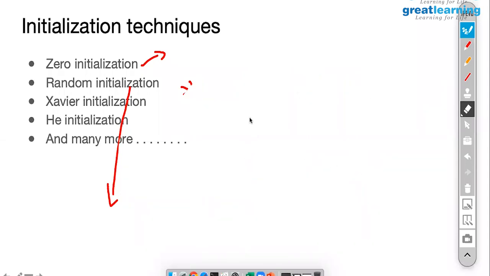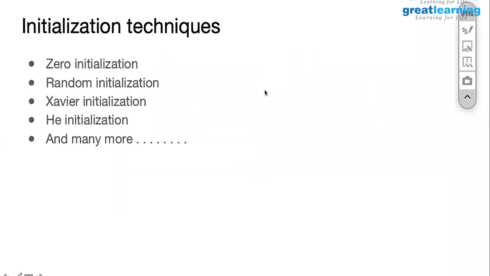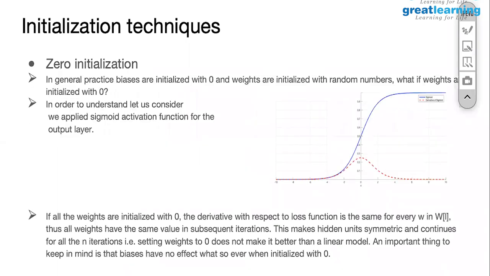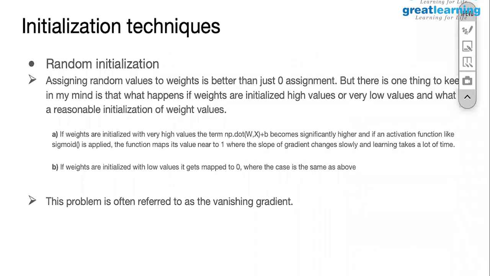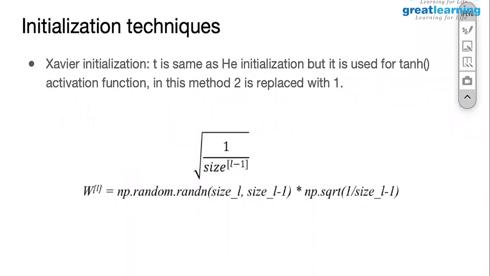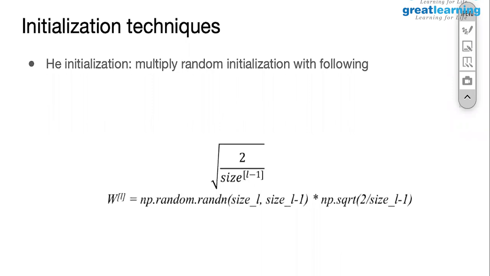Perfect. Majorly, these are the ones we use. Apart from that, random and HE are the common ones, so today we'll see both of them. I've given some text on the slide. If you like it, I will publish the PPT so you can go through the same thing we explained. If you want to learn what HE is, the formula for HE is the square root of 2 divided by the size of layer L minus 1. I'll give you the complete details of that.